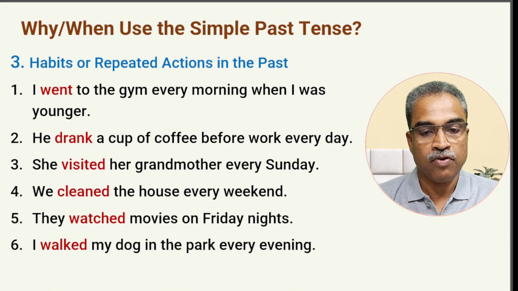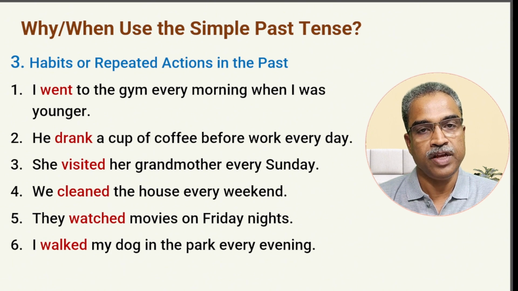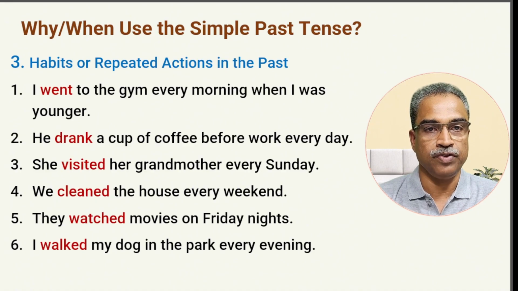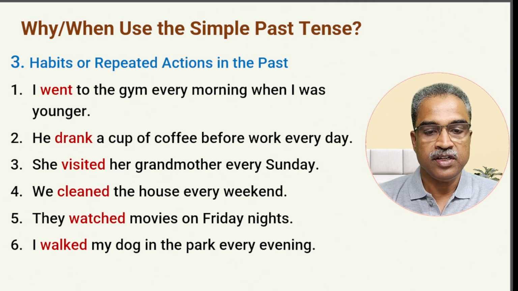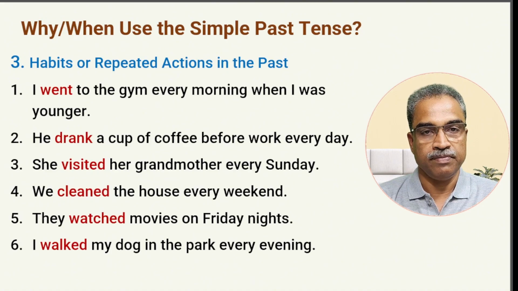He drank a cup of coffee before work every day. That was his habit. Before he starts his work, he used to drink a cup of coffee. So drink, drank, drunk. V2 form of drink is drank. So he drank a cup of coffee before work every day. She visited her grandmother every Sunday. On Sundays, she used to visit her grandmother in the past. So she visited. Subject she plus V2, visited.